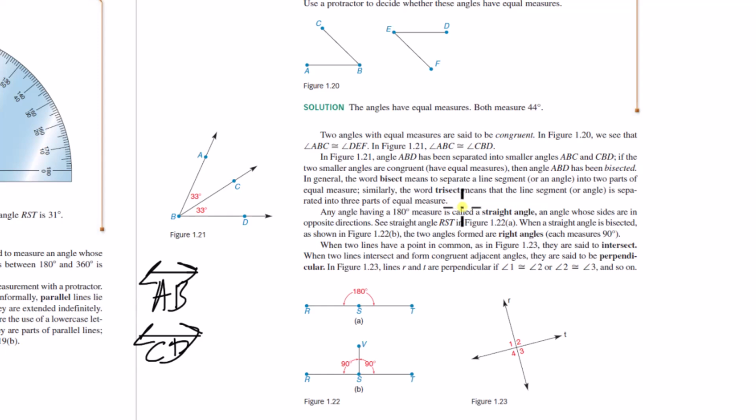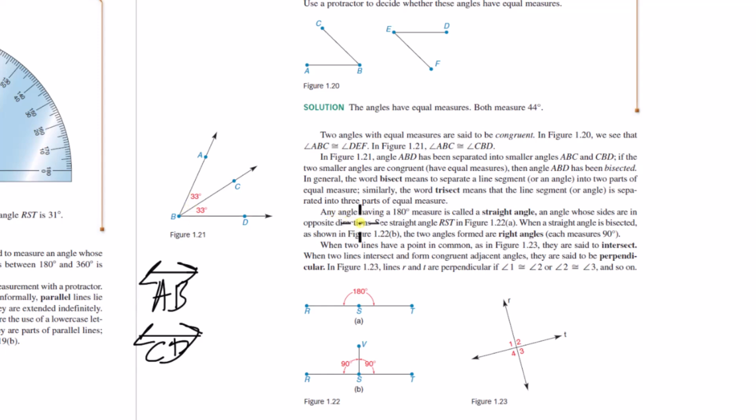Similarly, the word trisect means that the line segment or angle is separated into 3 parts of equal measure. Oh, yeah, so we can use the terms bisect and trisect with a line segment as well. If you put a point in between the two endpoints of a segment, at the midpoint, then you've bisected that line segment. So you can use that term with angles or lines. And trisect means the same thing. You cut it into 3 equal angles or 3 equal-length lines. So you would need 2 points to do that with a line segment, and you need to put 2 straight sides to trisect an angle.